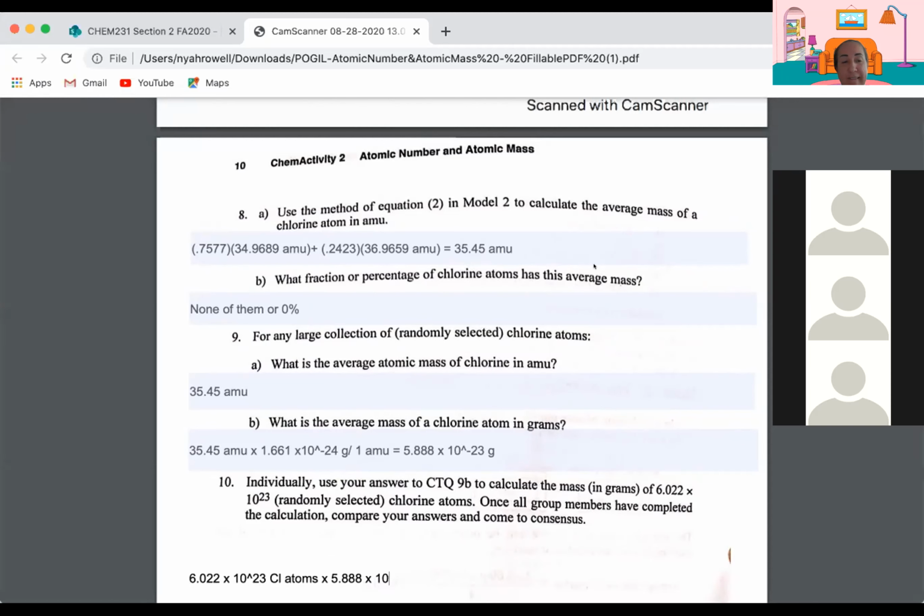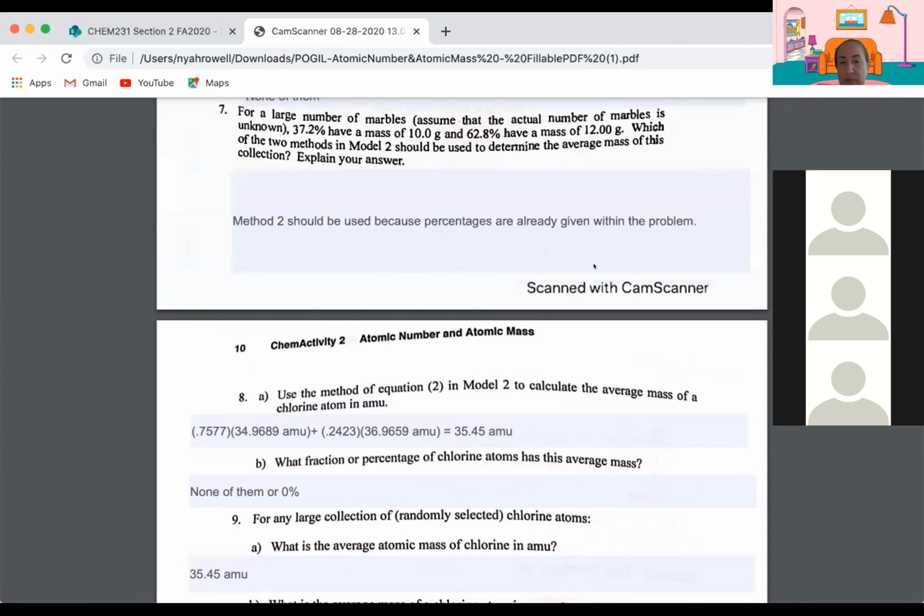So from B, basically how we solve this question is, the question is basically asking the average mass of a single chlorine atom, and we took the average atomic mass that we got from 9A and we converted it to grams. And the conversion for that is 1 AMU is equal to 1.661 times 10 to the negative 24th grams. And that's how we got 5.888 times 10 to the negative 23rd. Where did you get that conversion, just out of curiosity? It was in the video.